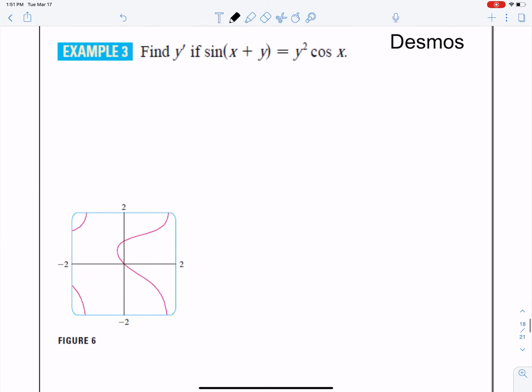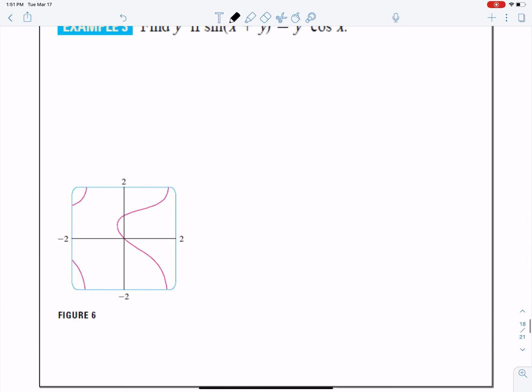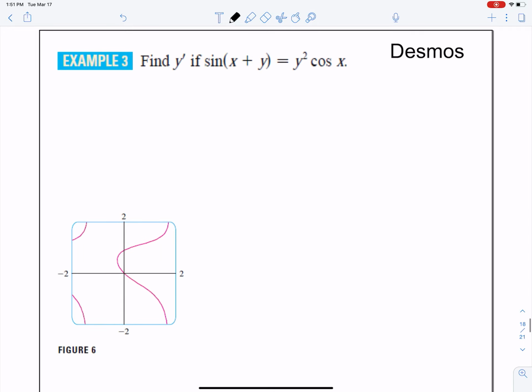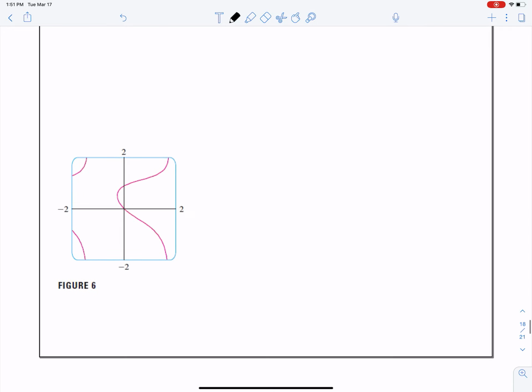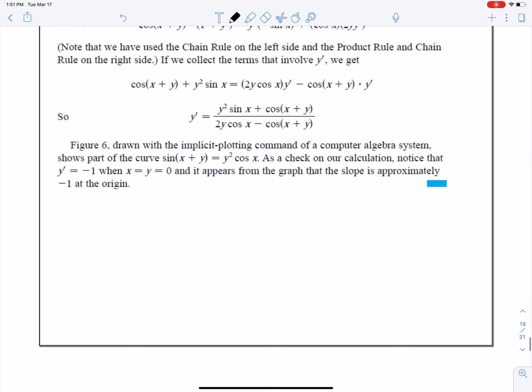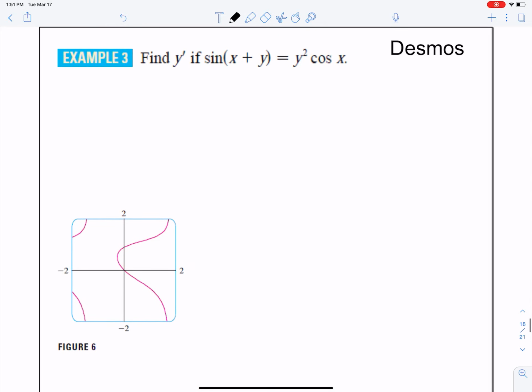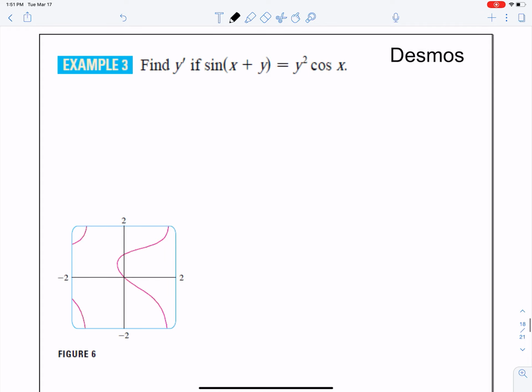Okay, this last example, you can see that there's a graph provided using Desmos. This graph is not the graph of a function, it's the graph of a relation. They have the solution here for you, so I would like you to try this example. It is a little bit trickier to solve for dy dx. I'll kind of do the first step for you.